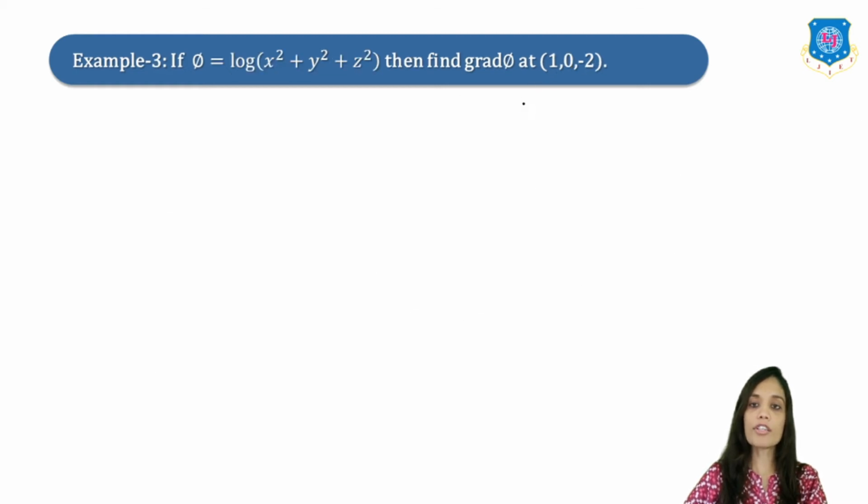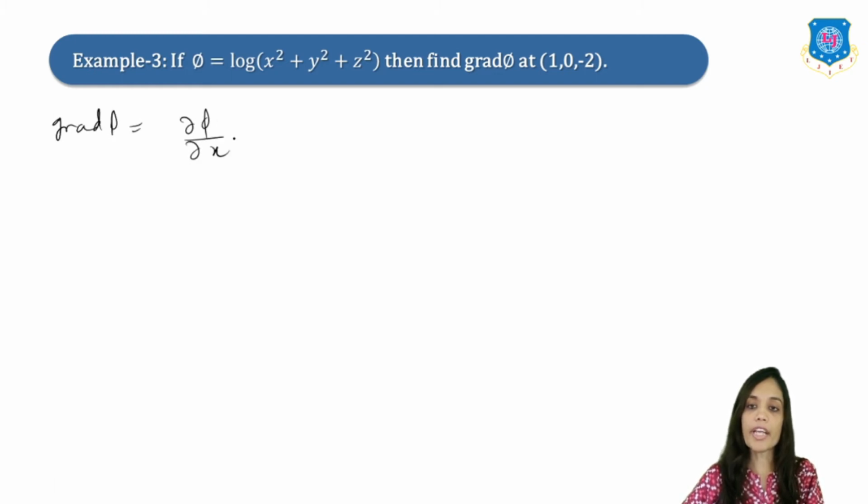Okay, now let us go to the next example. We have phi as log of x square plus y square plus z square. We have to find the gradient of phi at the point (1, 0, -2). So again, let me write the formula of the gradient of phi.